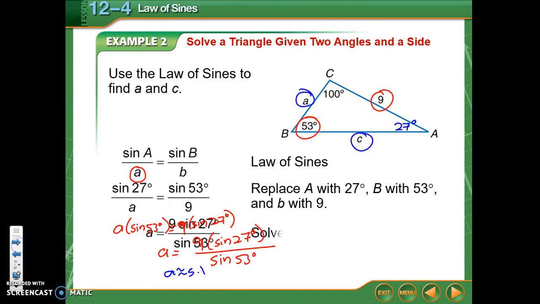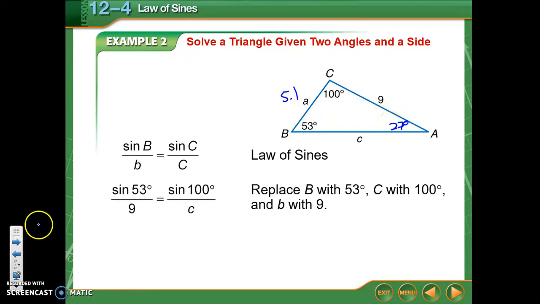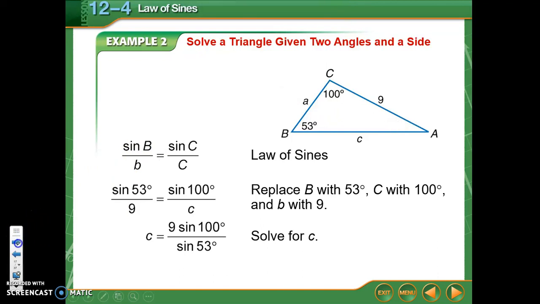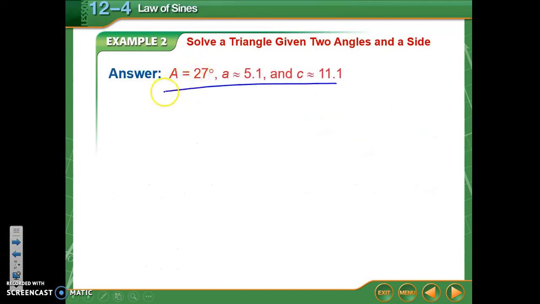Now all I need to do is solve for side C. So I'm going to use the law of sines again. I know that A is about 5.1. Again, I know angle A is 27 degrees. I'm going to use sine of angle B over side B because I know that exactly. And I'm going to solve just like we did in the last one, and I get that C is about 11.1. We usually round to the nearest tenth for sides if we don't know their length. So altogether, I found my 3 missing pieces of information using the law of sines.